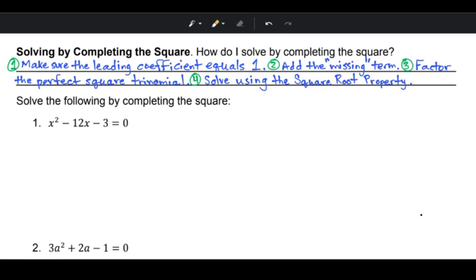Hey everyone, in this video we are going to continue solving quadratic equations, this time by completing the square. This method is one of the longer ones, but I'm going to walk you through it. We have these four main steps.